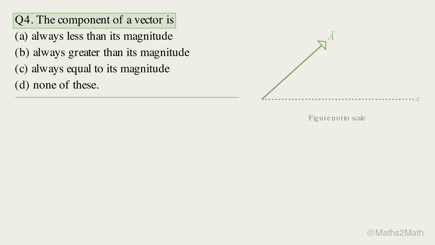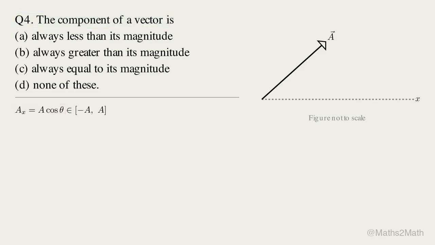Question 4. The component of a vector is Option A, always less than its magnitude. Option B, always greater than its magnitude. Option C, always equal to its magnitude. Or Option D, none of these. What does this mean? A component is the magnitude times cosine theta. We must see what values it can take.